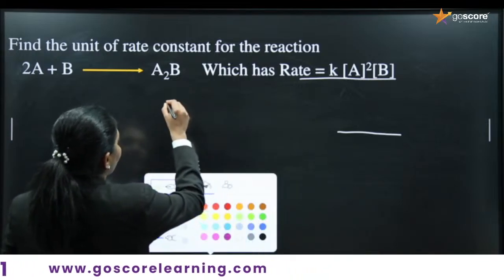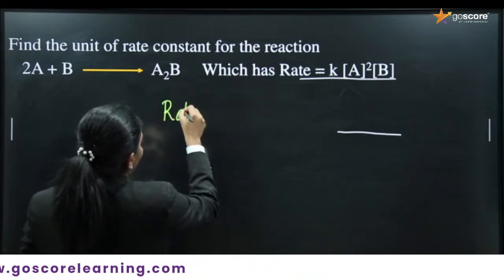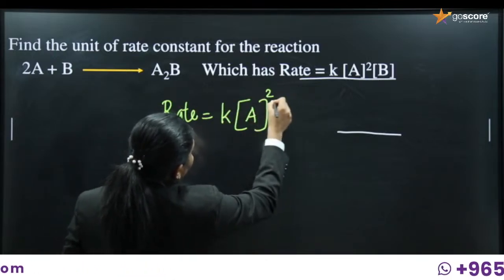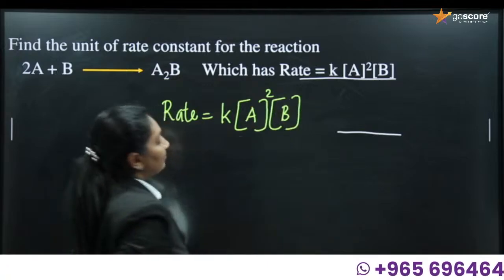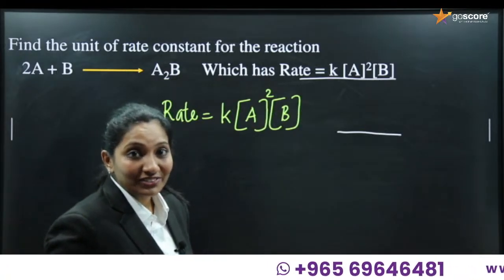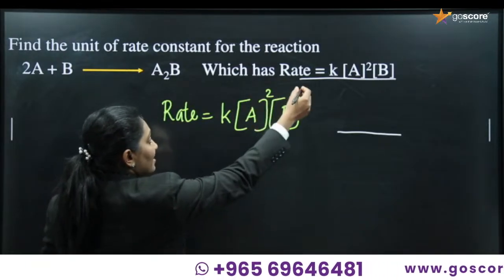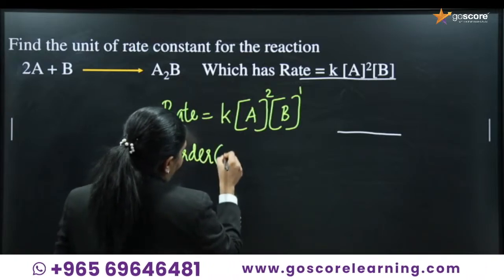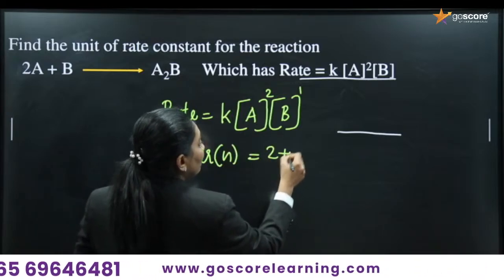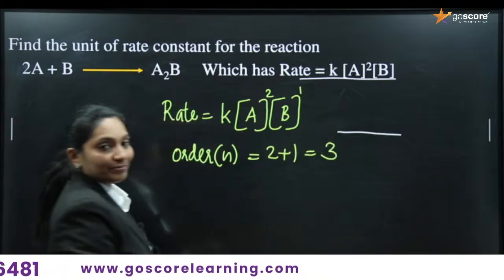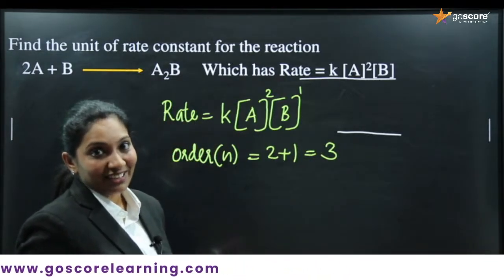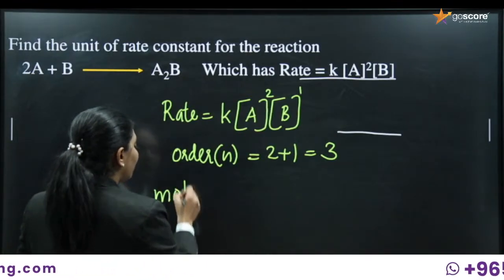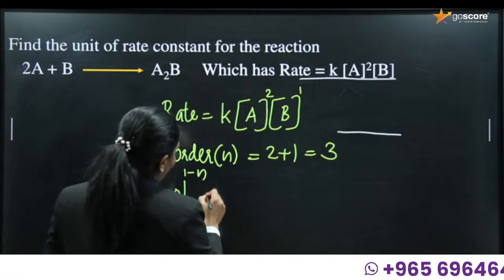See, what is the rate given here? Rate is equal to k into concentration of A square into B. Then what is the order of this reaction? Just add this 2 plus 1. Then order, that is n, is equal to 2 plus 1, 3. You can write the unit of rate constant, right? Simply substitute n equal to 3 in this one.